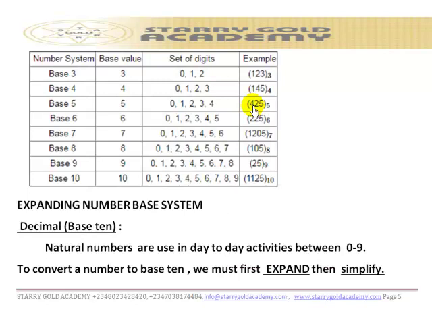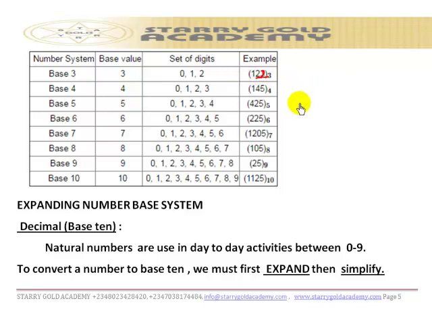Number-based system. So we have base 3, base 4, base 5, base 6, base 7, base 8, base 9, base 10. We have the hexadecimal base. The digits in base 3 are 0, 1, and 2. The digits in base 2 are 0 and 1. So an example of a number in base 3 is 122, base 3.